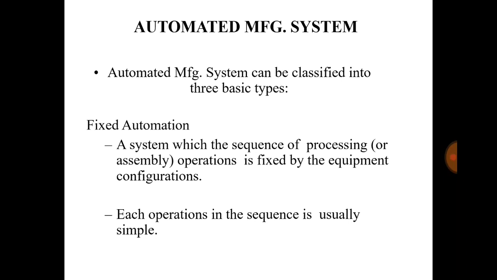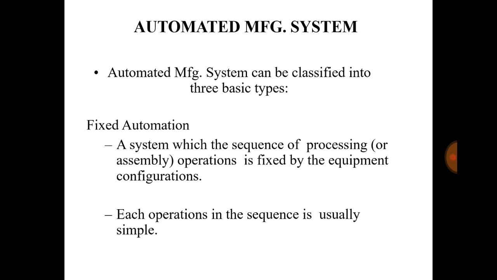In this video, we will discuss the types of automation. So basically, automation is classified into three types: fixed automation, programmable automation, and flexible automation. Now we will discuss them one by one in detail. The very first type is fixed automation.